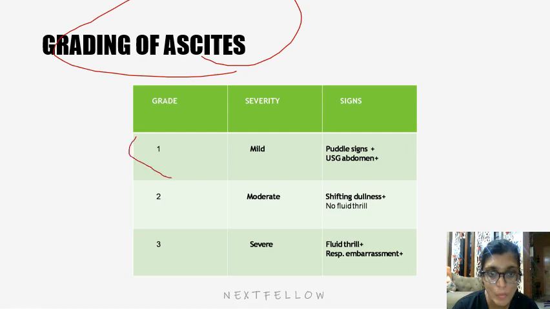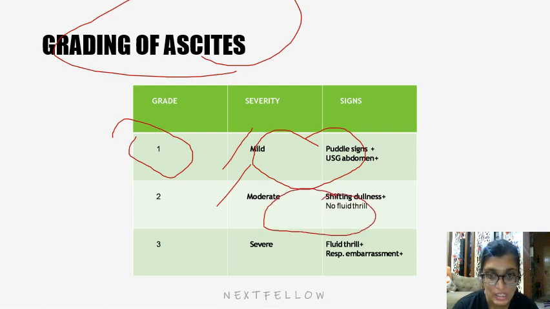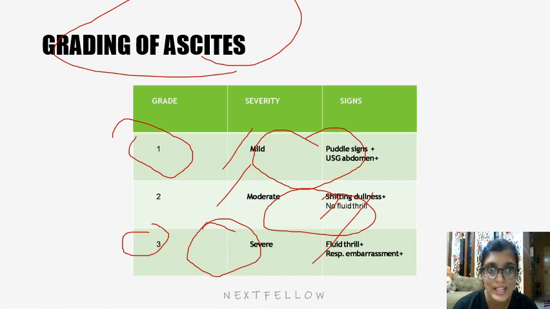Now coming to the grading of the ascites based on severity. Grade 1 is if severity is mild, if the puddle sign is positive or USG abdomen shows ascites. It's grade 2 if the ascites is moderate, if shifting dullness is present but no fluid thrill. And it is grade 3 if there is severe ascites, when fluid thrill is present and respiratory distress is there in the patient.